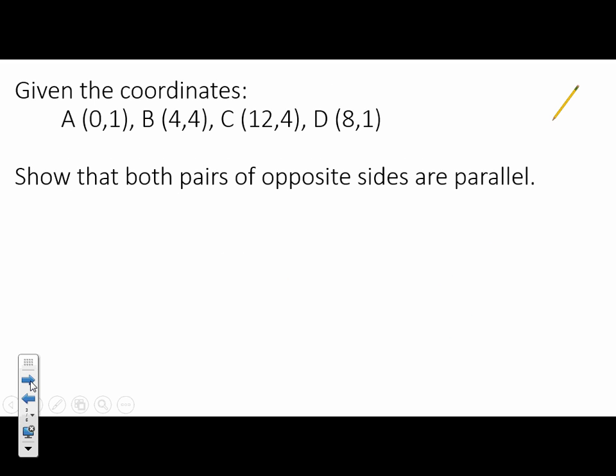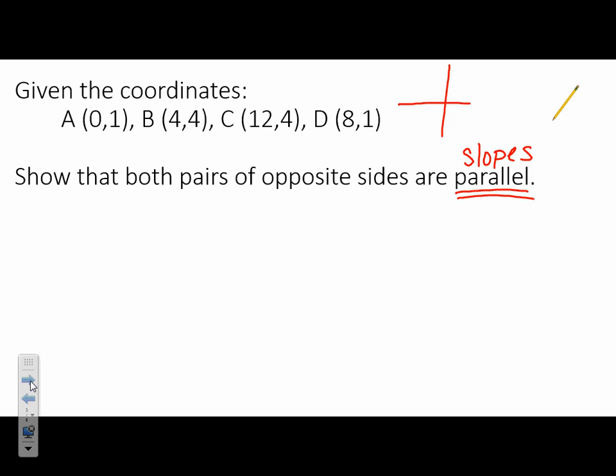The first one, given these four coordinates, A, B, C, and D, show that both pairs of opposite sides are parallel to each other. So this is saying show or prove using the work or using math, okay? So show with all of your work and your steps that opposite sides are in fact parallel to each other. The fact that the word parallel is used right here tells me that we need to find the slopes of the sides. And sometimes a visual is kind of handy here.